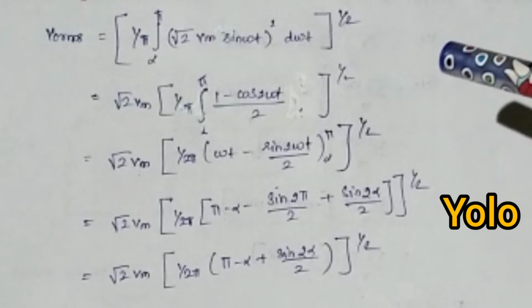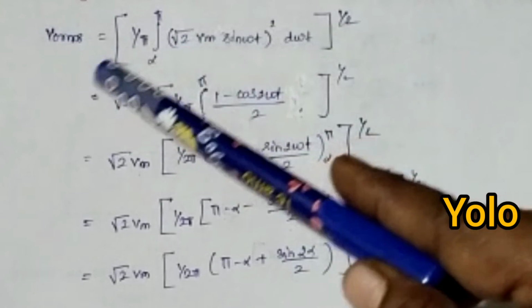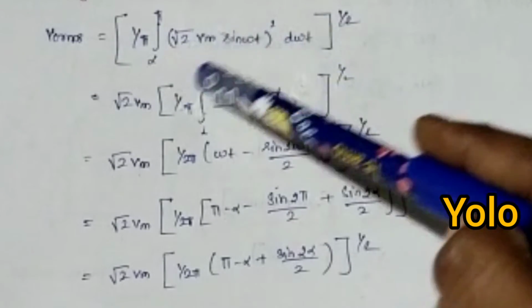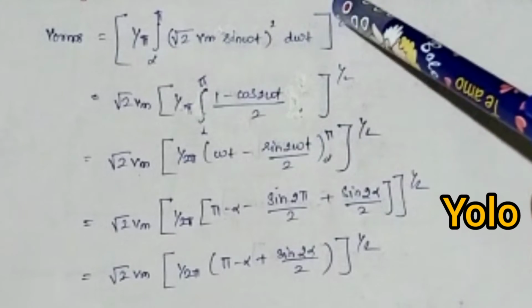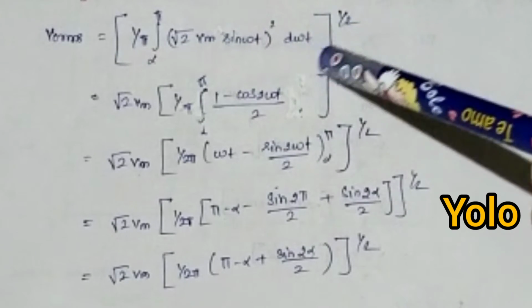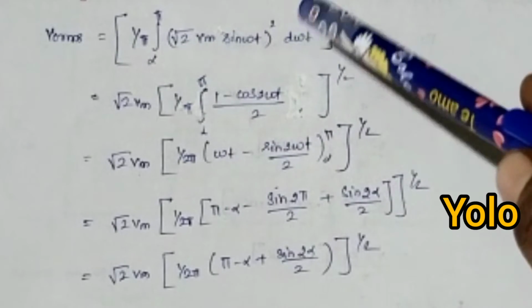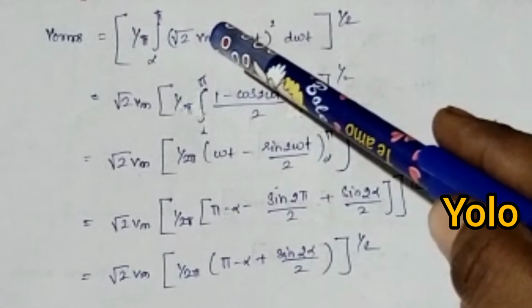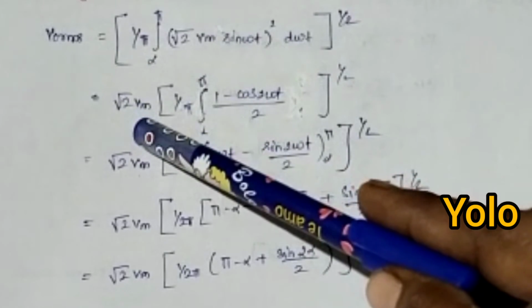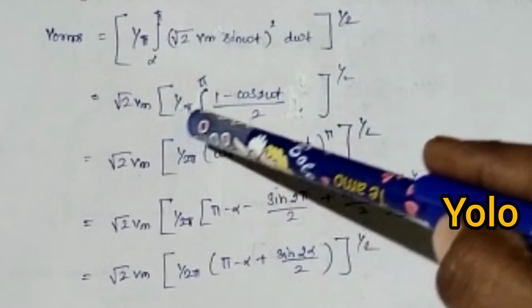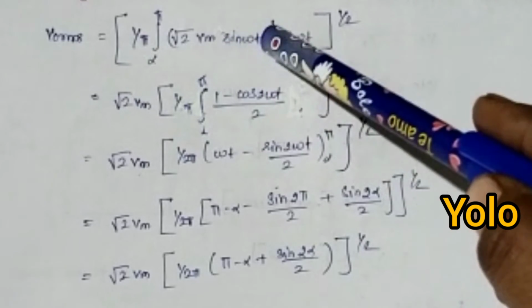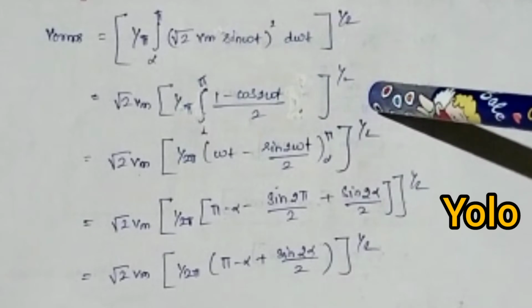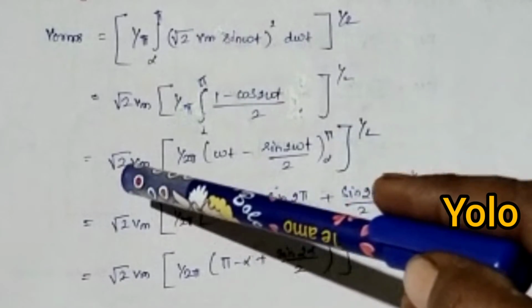Now we can derive the RMS voltage. So Vrms equal to the square root of 1 by pi integral from alpha to pi of (root 2 Vm sin omega t) whole square d omega t. So now we can take the root mean square value of root 2 into Vm. So this term only we can take out, root 2 Vm. The remaining term is 1 by pi integral from alpha to pi, where sin squared omega t can be replaced by (1 minus cos 2 omega t) divided by 2, to the power 1 by 2.